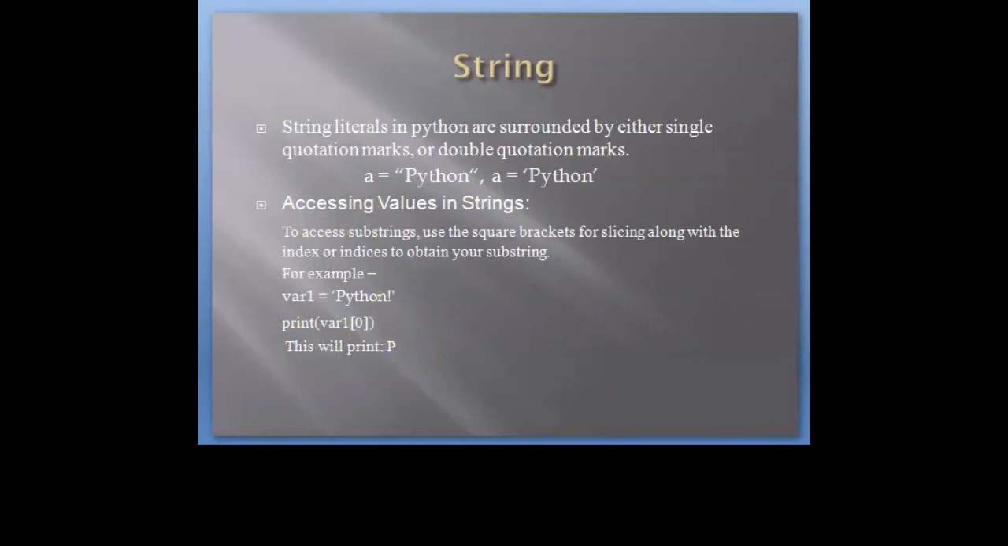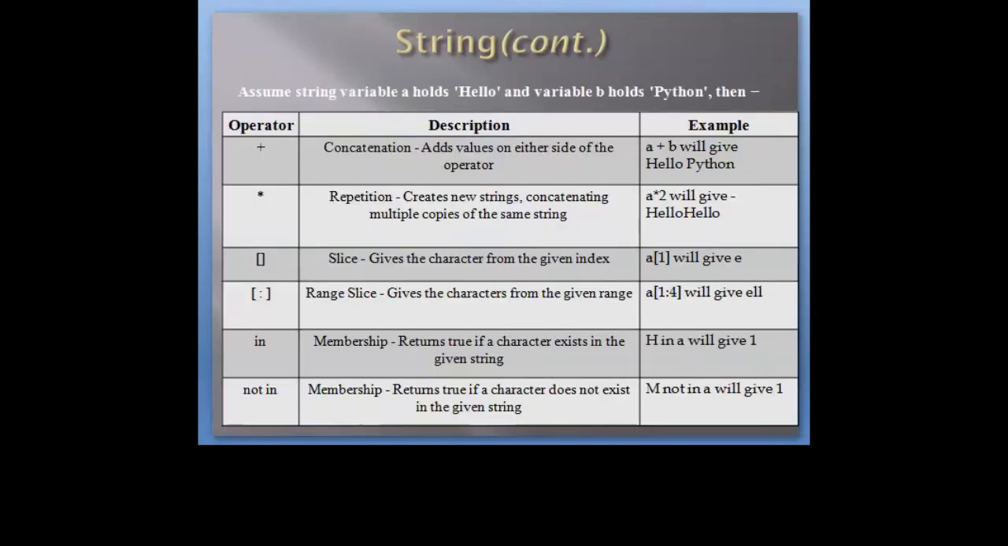This is string. There are various operations on string, that is concatenation, which adds values. If we have a variable a holding hello and b variable holding Python, if we use concatenation, a plus b will print hello Python. Similarly, this operator, repetition, creates a new string with multiple copies. If we write a star 2, this will print the a variable, that is hello, 2 times.